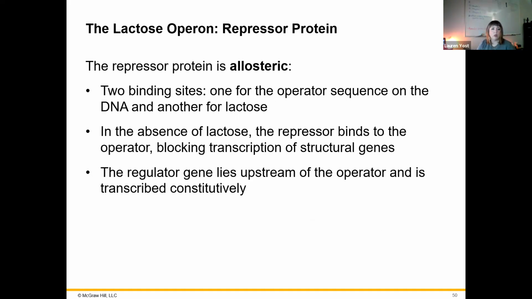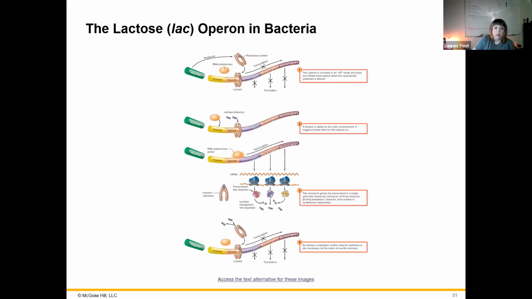So the repressor protein is allosteric, and that means that it has 2 binding sites, one for the operator sequence on DNA and another for lactose. In the absence of lactose, the repressor will bind to the operator and block transcription so it can't happen. When lactose is there, it allows for a change in that repressor so that we can actually keep going. Here's a picture of it.